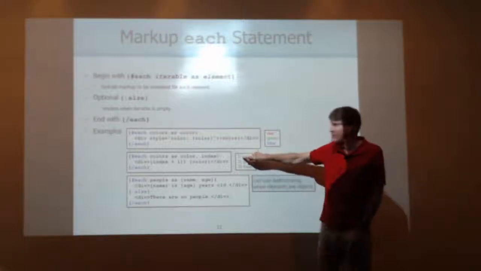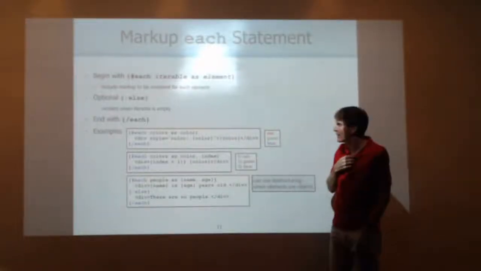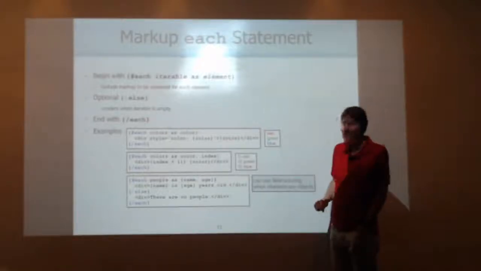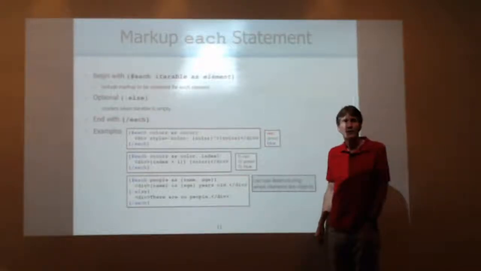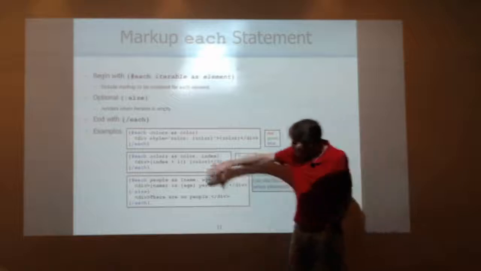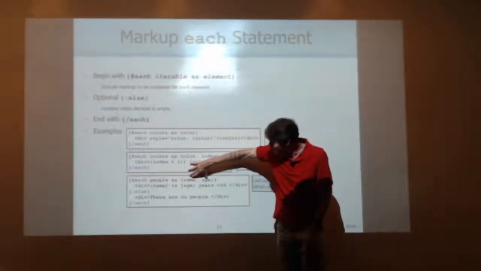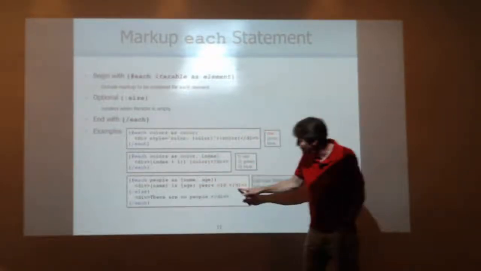Of course, it's zero-based indexes, and that's why I've got to add it in there. And then here's my example with the else. I'm iterating through a collection of people. Those are objects, and so I can do destructuring right here to pull out the name and age values, and then I'll output this div.